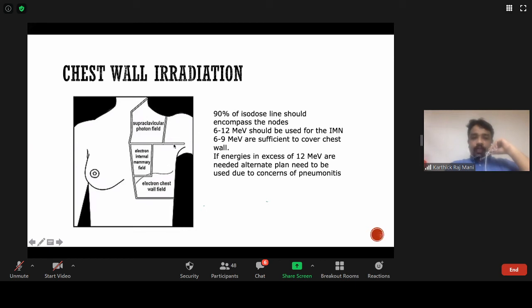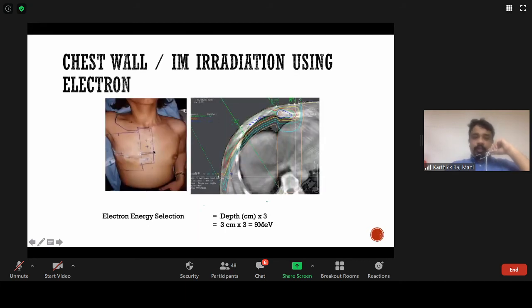So for chest wall irradiation, really the electron. You can use a combination of electron and photon, but you need to be a little bit careful. I talked about the junction problems, so we need to be really careful. This is a typical patient where there is an indication for an internal mammary node, and you have a chest wall, and you need to treat a supraclavicular node.